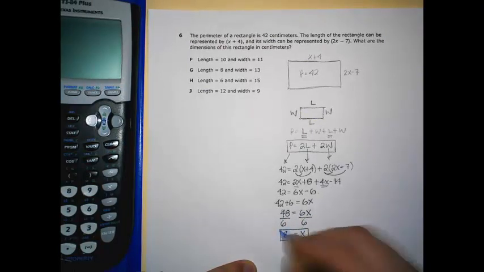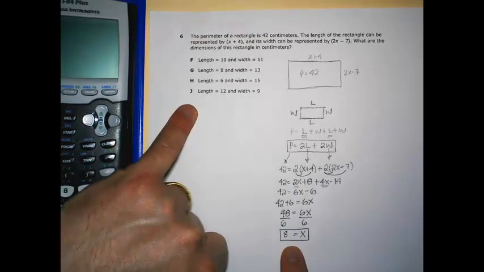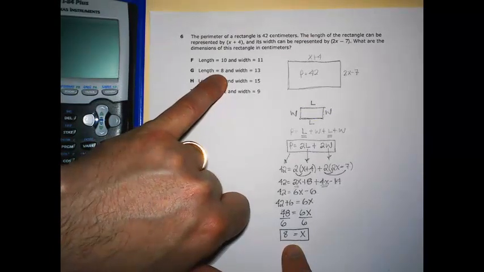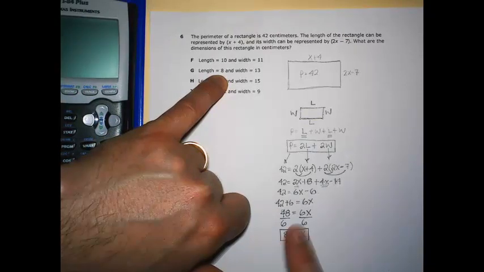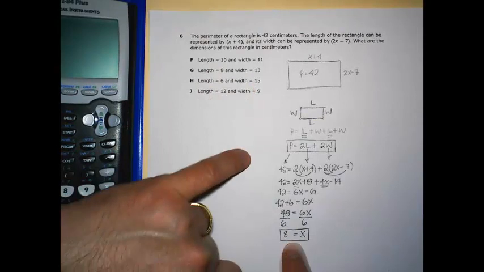Alright. Be very, very careful, because this is a trap for you. When people get x equals 8 and they see length equals 8, they get so excited and then go ahead and pick that one, not even checking the rest. Okay? Please remember, the problem is asking for the length and width. All we did is find x.